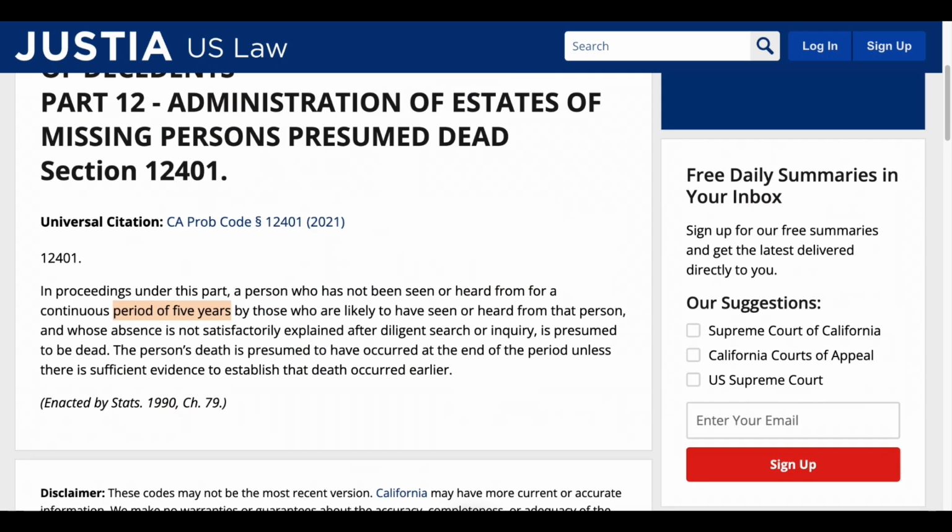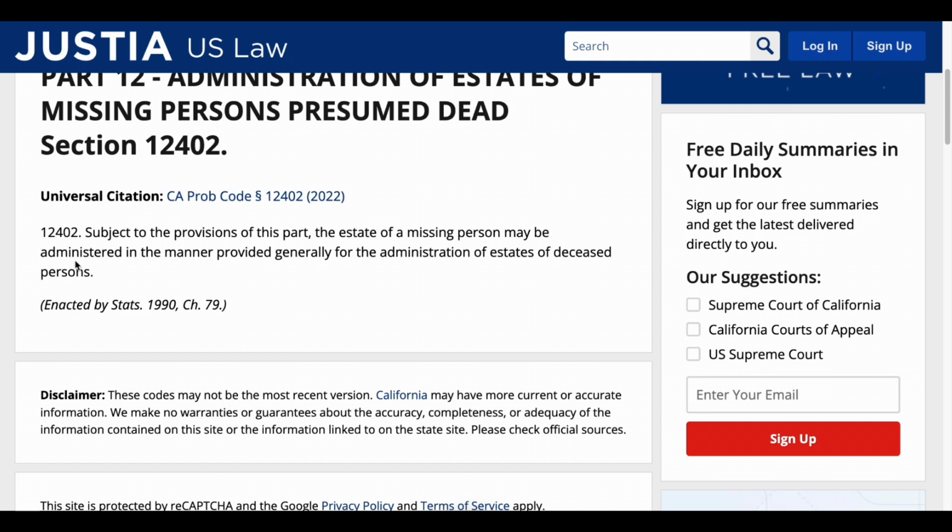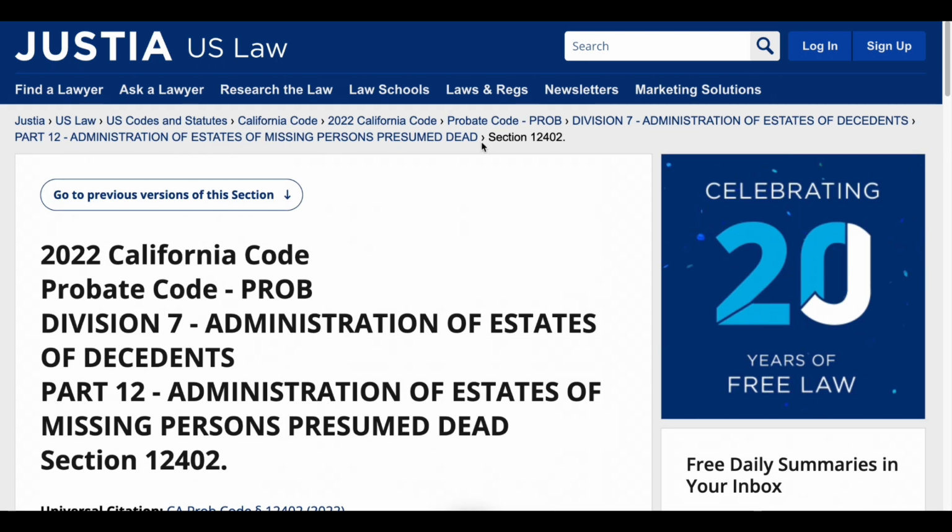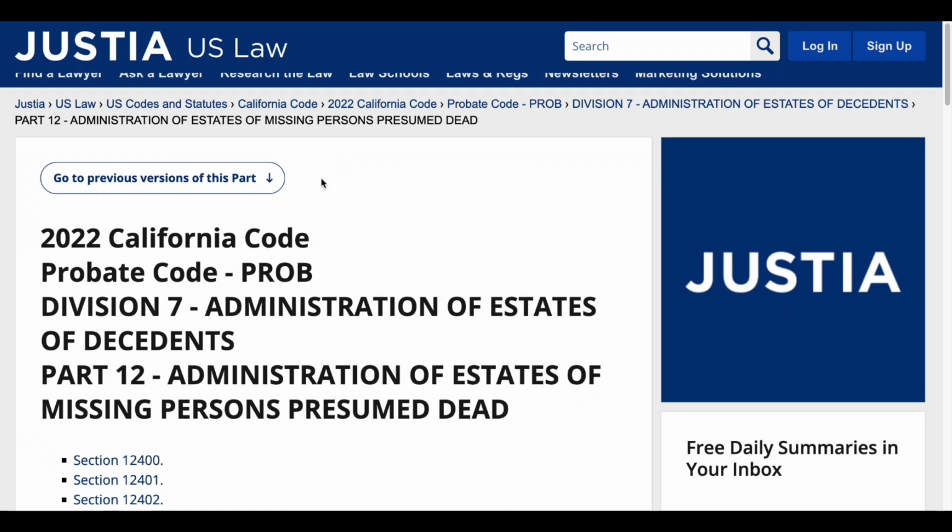And as you see, the following thing right here says if you're missing, your estate may be administered in the manner provided generally for the administration of estates of deceased persons. So they're presuming you dead. That's what gives them the power to administer your estate without you knowing. I mean, you not knowing what they're doing. They got it right here. They're telling you what they're doing to you, but you have to rebut the presumption. Matter of fact, let me see what 12402 says. I mean 403. Let me see what it says.